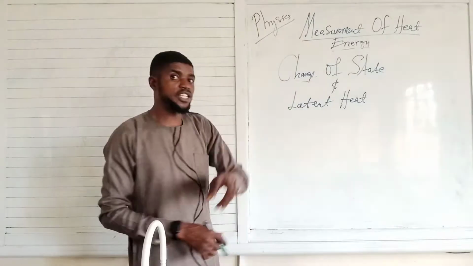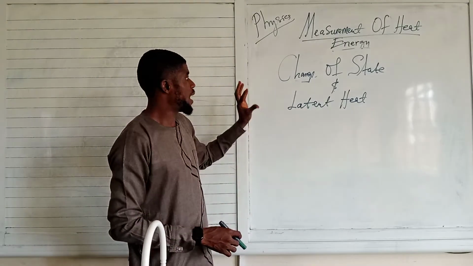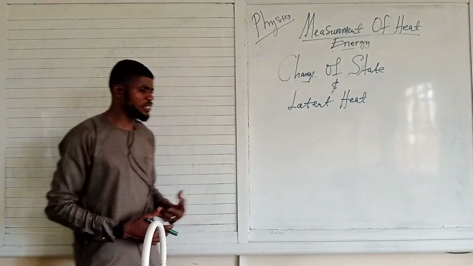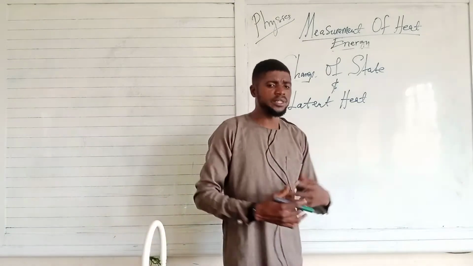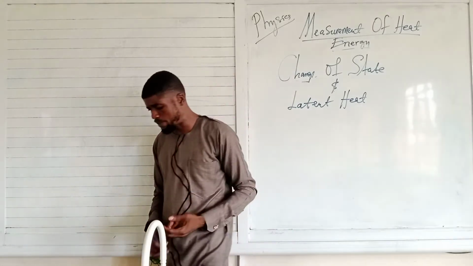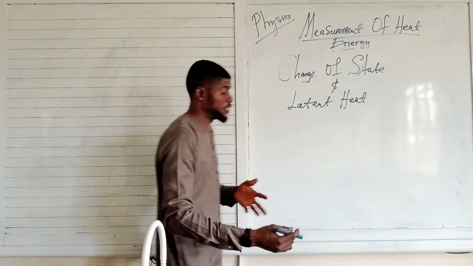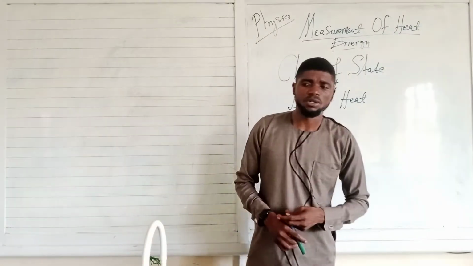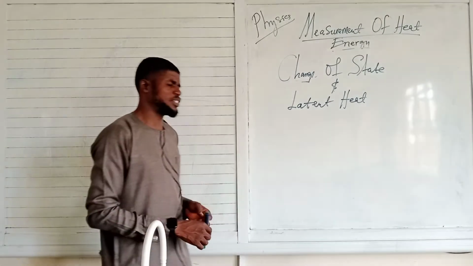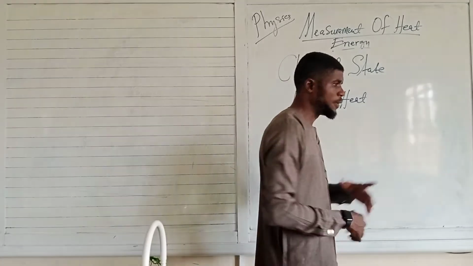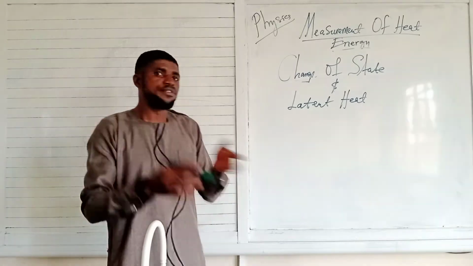Previously in your SS1 or your year 9, you have been told that addition of heat energy into a system will cause some changes in that system. We talked about change in temperature. We also talked about expansivity of the body, that is expansion of the body. We also talked about change of states. In expansion of the body, we looked at linear expansivity, volume expansivity, cubic expansivity, apparent cubic, and real expansivity.